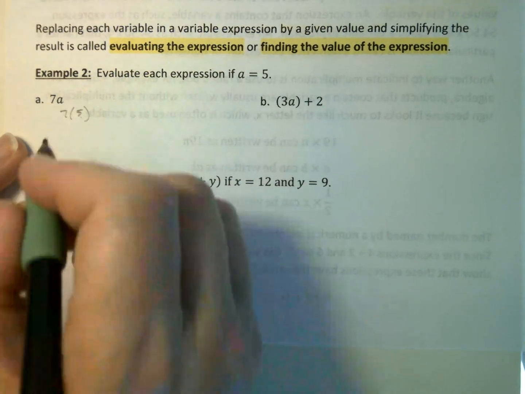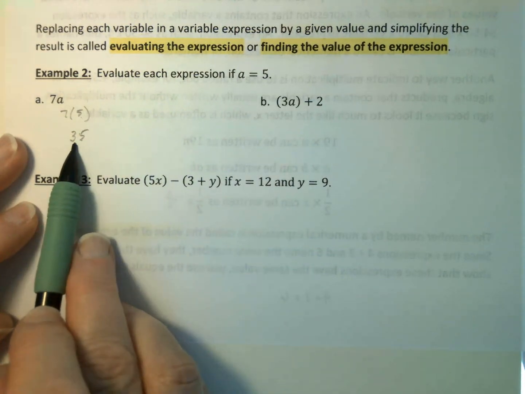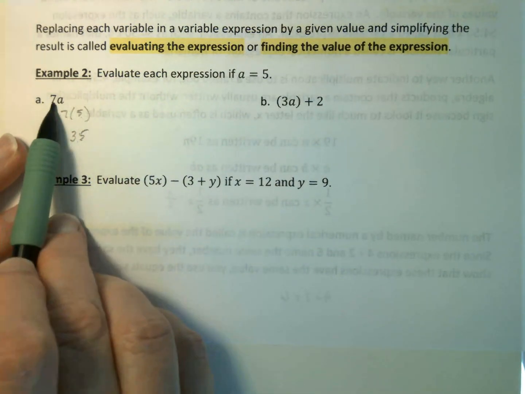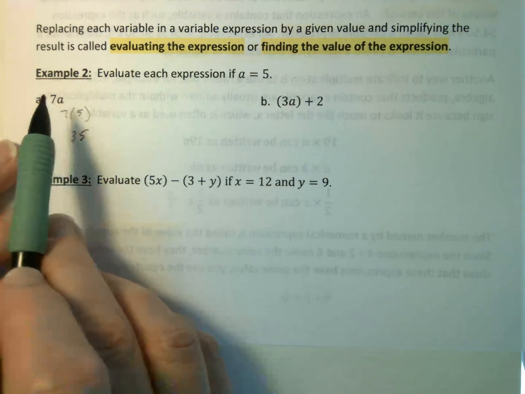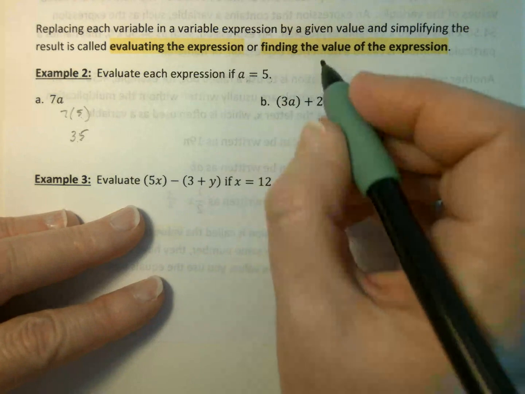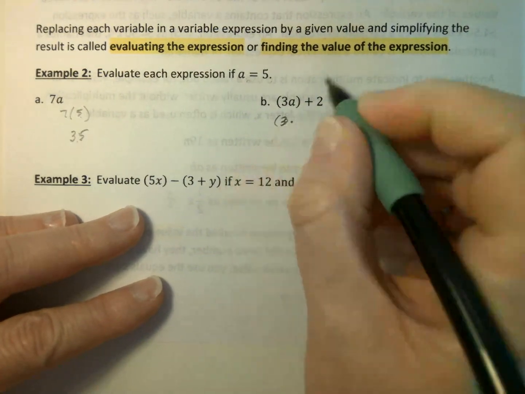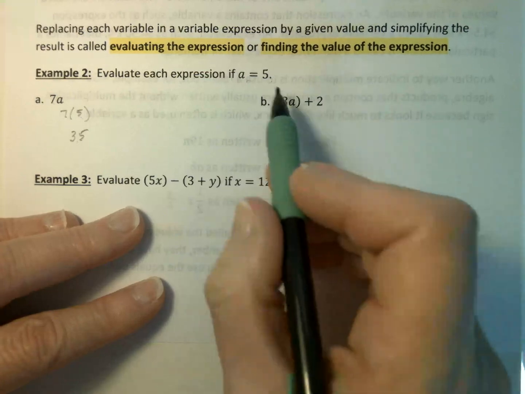And then 7 times 5 is going to be 35. So this is the value of the expression. 35 is the value of the expression 7a when a is equal to 5. Okay, so that's what that means. Again, I'm going to do that here. And this time I'm going to use a dot since I already have parentheses there.